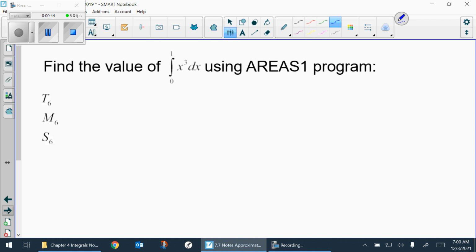All right, so you've got the areas one program in your calculator. And you're going to find the area under this curve from 0 to 1. And you are going to make 6 trapezoids using that action, 6 midpoints. And just for giggles, why don't you go ahead and make 6 Simpson regions. And if you want to press pause now, do that on your calculator. Come back and we'll talk about what those actual answers should be.